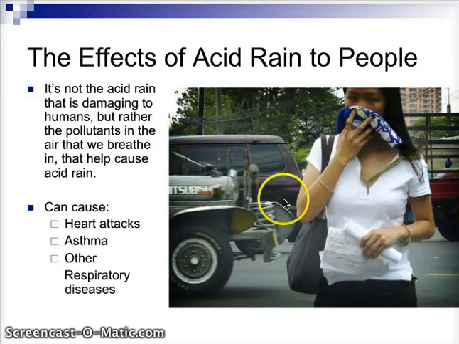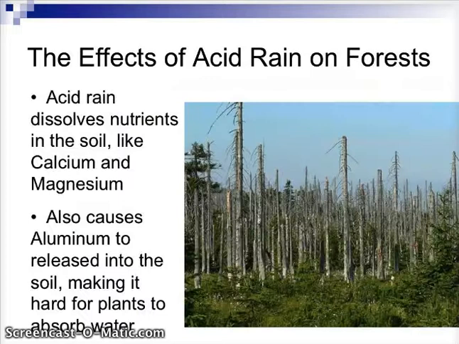So it's really important that we think about how we can change for the future. Not only does it affect us, but it affects our forest, our plants. You can see this picture here to the right. We have all these dead trees here. Well, acid rain starts to break down nutrients, real important ones like calcium in our soil.